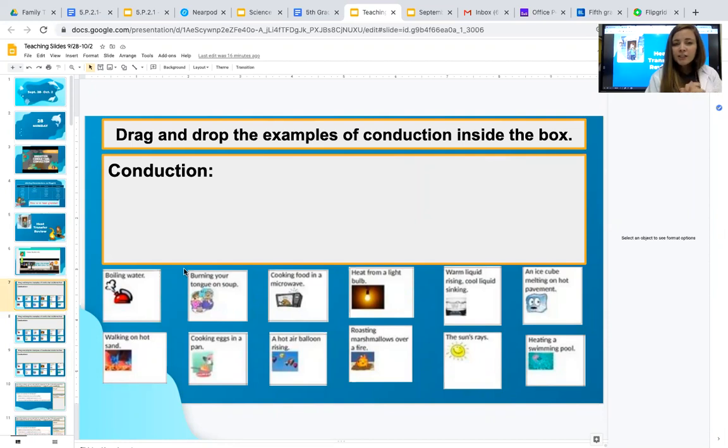First of all, the first question says, drag and drop the examples of conduction below. We have the examples, and these are going to be the same examples for all three: boiling water, burning your tongue on soup, cooking food in a microwave, heat from a light bulb, warm liquid rising, cool liquid sinking, an ice cube melting on hot pavement, walking on hot sand, cooking eggs in a pan, a hot air balloon rising, roasting marshmallows over a fire, the sun's rays, or heating a swimming pool.